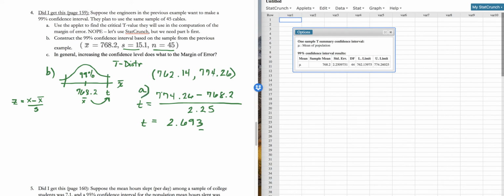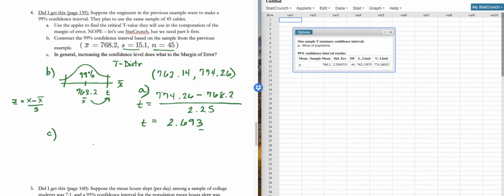So what we have found out now is that for any 99% confidence interval using a t-distribution, the endpoints are going to be 2.693 standard deviations from center. But of course, the easiest way for us to get these endpoints is just to put our information in StatCrunch and go from there. Okay, so part C is a more general question.